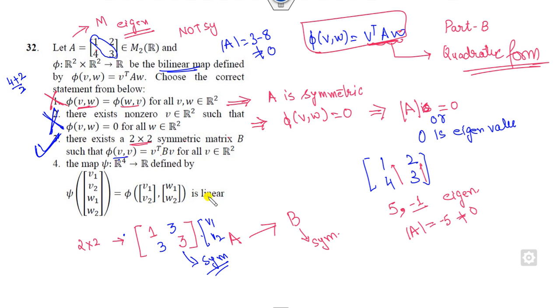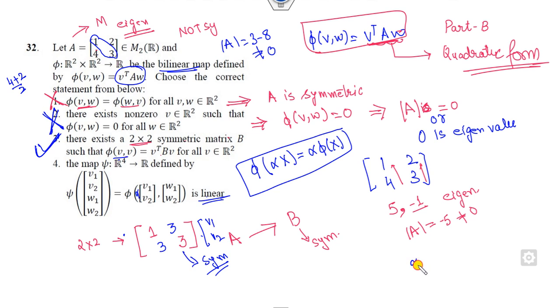But how can you discard the others? Linear. So what is the property of linear? When you multiply by alpha of x, it must be alpha times the property of x. That is the property of linear. Now if you multiply this by alpha, so this is alpha v, alpha w. Alpha is real, so this component and this component will be alpha square, which is not equal to alpha. So this option is also cancelled. So the right answer is only C.